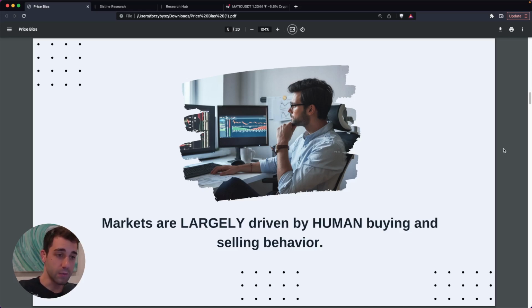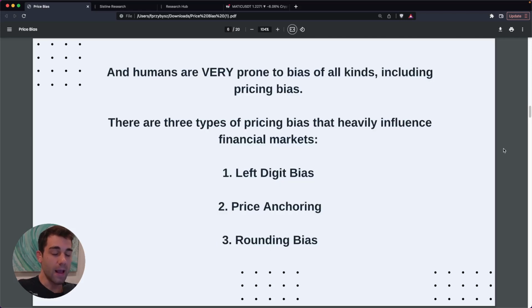in financial markets. So you have to understand that while some market trading activity, even a lot of it, you could say, is executed by bots and trading algorithms, a large part is driven by human buying and selling behavior. Especially in peaks of high volume, there are a lot of human beings sitting behind that buy and sell button making decisions. And when humans are making buy and sell decisions, they cannot help but be affected by bias. You cannot escape the human condition. So humans are very, very prone to bias of all kinds, including pricing bias.